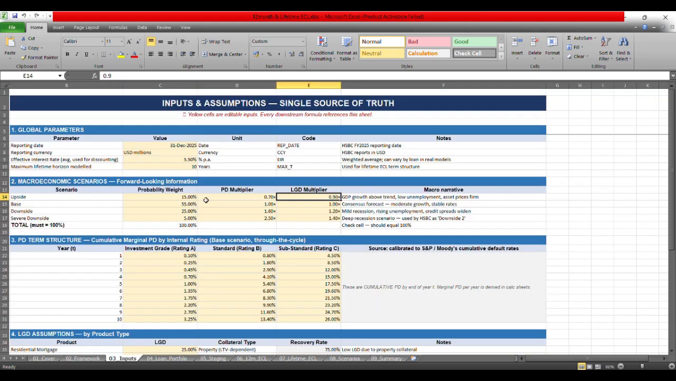So this sheet is the single source of truth for the entire model. If you change one yellow cell here, every number in this workbook updates, and that's the beauty of a proper formula driven model. Now let's walk through what's here. First is the global parameters. Reporting date here is 31st of December 2025. Currency is US dollars in millions, and our effective interest rate for discounting is 5.5%, and that's a reasonable weighted average rate for a global bank.